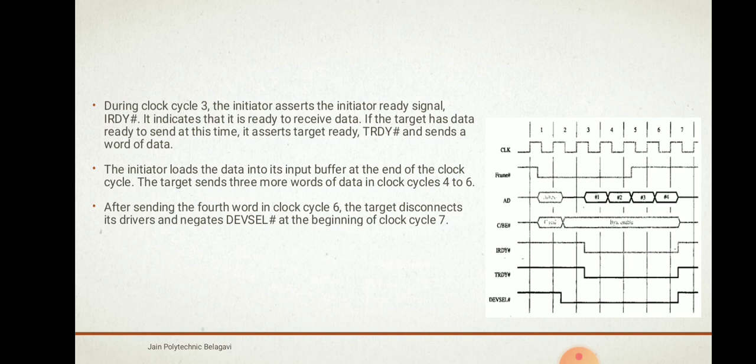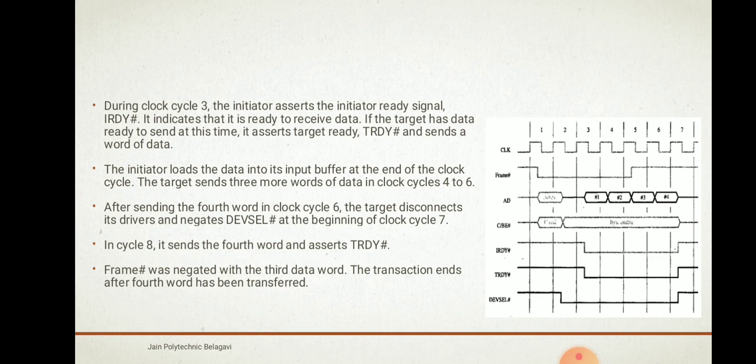After sending the fourth word in clock cycle 6, as you can see here, the target disconnects the driver and negates DEVSEL. So DEVSEL will be negated at the beginning of the 7th cycle. First it was down, now it has the rising edge. In cycle 8, it sends the fourth word and asserts TRDY, so again the TRDY signal is activated. FRAME# was negated with the third data word, as you can see here. So the transaction ends after the fourth word has been transferred.